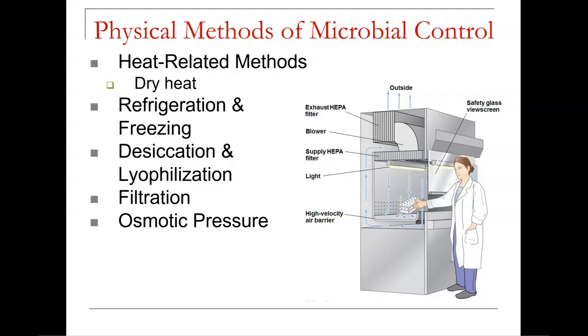The next type we're going to talk about is dry heat. So with dry heat, that's going to be used for substances that cannot be sterilized by moist heat, such as powders and oils. It will denature the proteins and oxidize the metabolic and structural chemicals. It requires higher temperatures for longer periods of time, and so dry heat is going to penetrate more slowly.